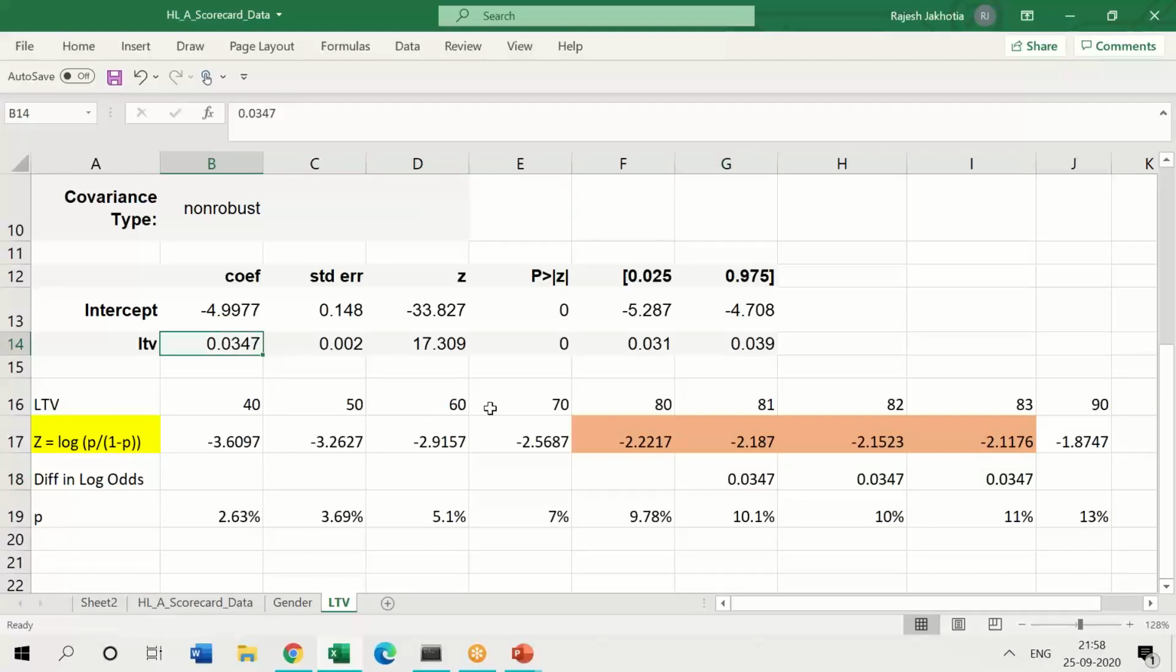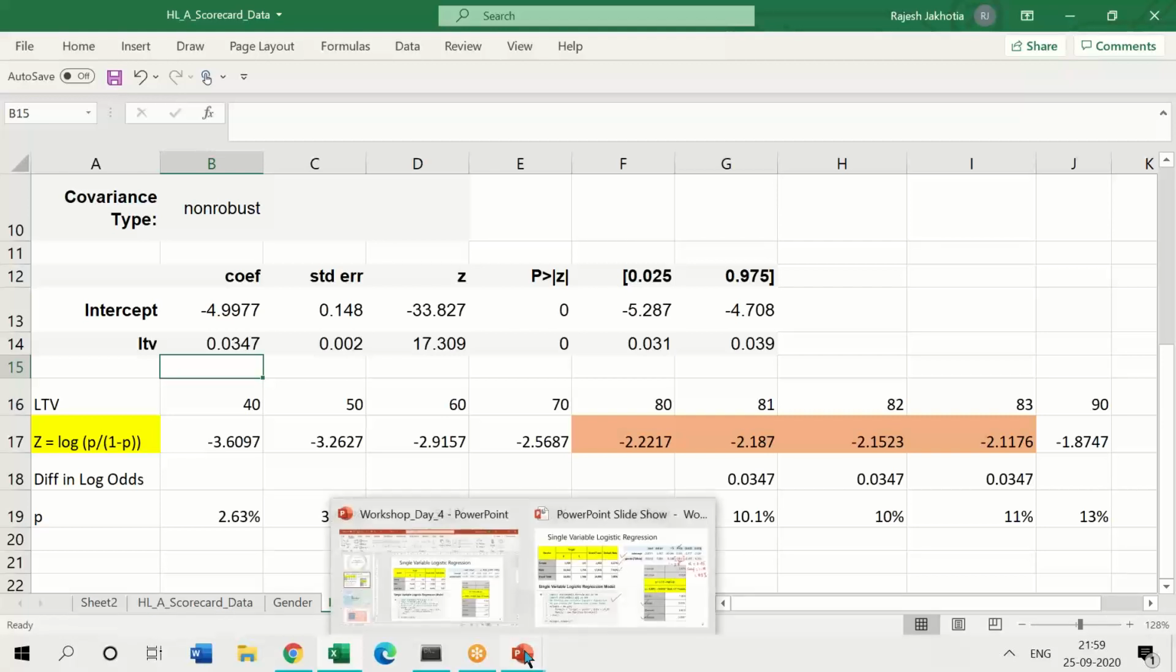The technical understanding of the coefficient is for every incremental unit change of this predictor variable, the log of odds increases, keeping all other variables constant. Here there is only one variable, but assume here you have age, fixed obligation to income ratio, other model variables. Keeping all other model variables constant, the coefficient of LTV is saying that for every incremental unit change in LTV, the log of odds will increase by this much. This is just a technical explanation of the coefficients parameter. And if the coefficient is positive, which means the default will increase for every incremental unit change.